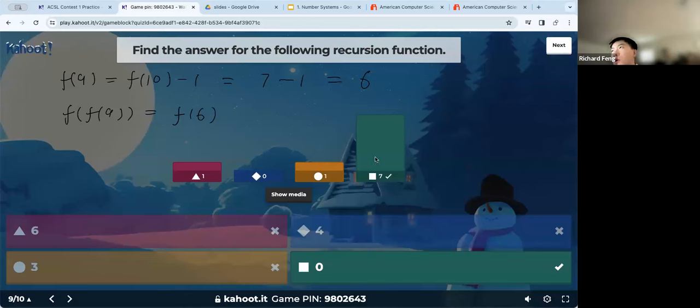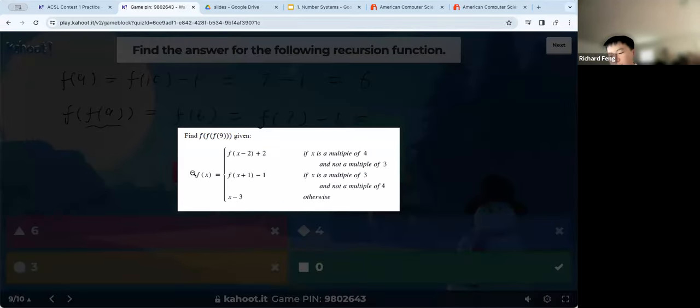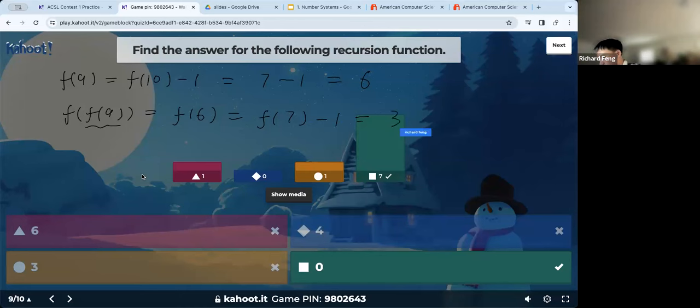And then now we have to do composite functions. So f of 9 is the same thing as, so we can substitute f of 9 with 6, since we already know what f of 9 is. So it's just f of 6. Since 6 is a multiple of 3 and not a multiple of 4, we still use the second expression. And since 7 is neither a multiple of 3 or 4, f of 7 is just 7 minus 3 minus 1. So this is 3.